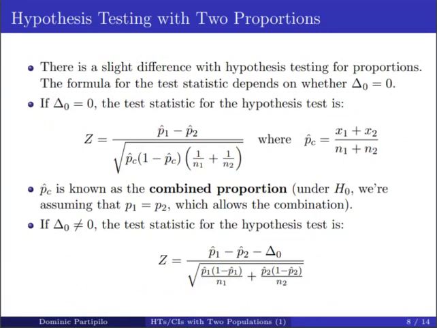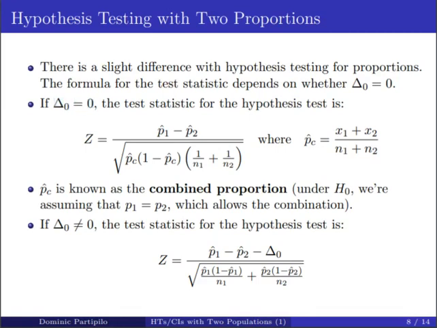There's going to be a slight difference with hypothesis testing for proportions. The formula for the test statistic depends on whether or not delta zero is equal to 0. In most cases, both in stats courses and in real life, our delta zero is going to be equal to zero. There are some cases where it's not, but we're going to talk about the case where it is equal to zero.